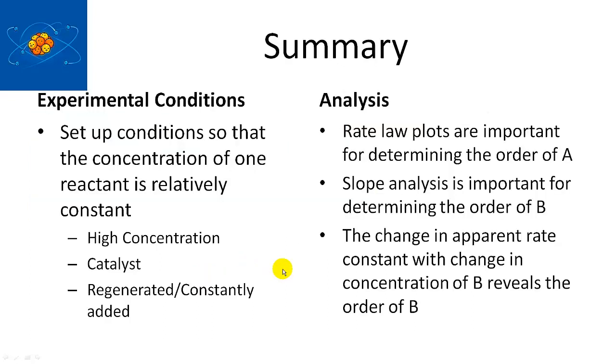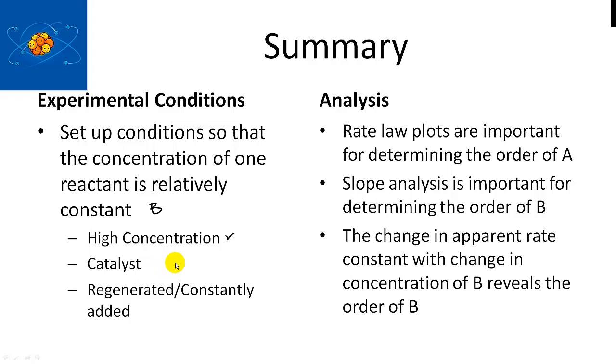So just a quick summary. Experimental conditions: set up conditions so the concentration of one reactant is relatively constant. In this case, we chose what we called B. Now, in the experiment that you did in experiment 1, that was the bleach. The bleach was approximately 1,000,000 times more concentrated than the dye. But there are other ways to do this. One is the high concentration. That's what we talked about here, and that's what we do in our labs.